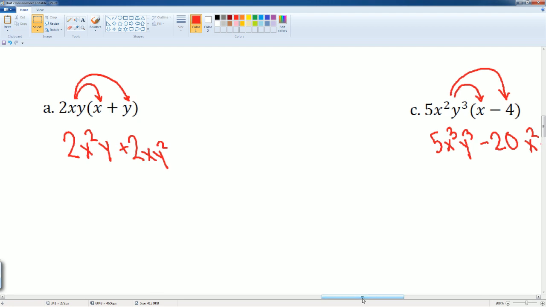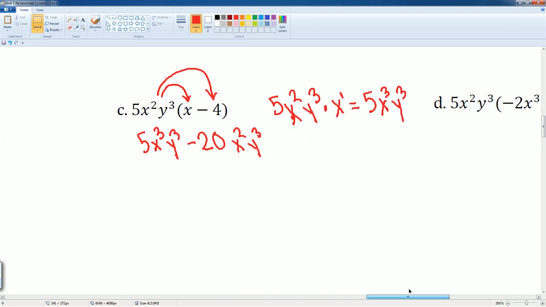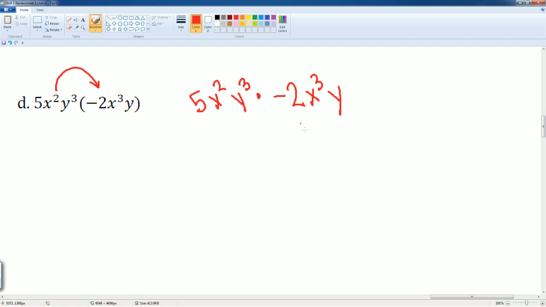Let's go to C. And then we are going to go to D here. This time it's a negative. All right. Little bit more. It's the same thing. We're just going to distribute these. So it is equivalent of writing 5x squared times y cubed times -2x cubed y. Well, 5 times 2 gets us -10.